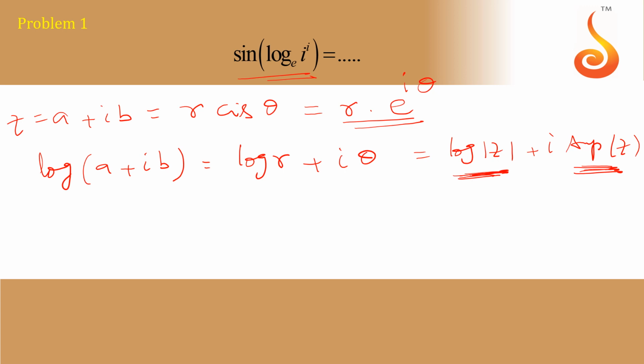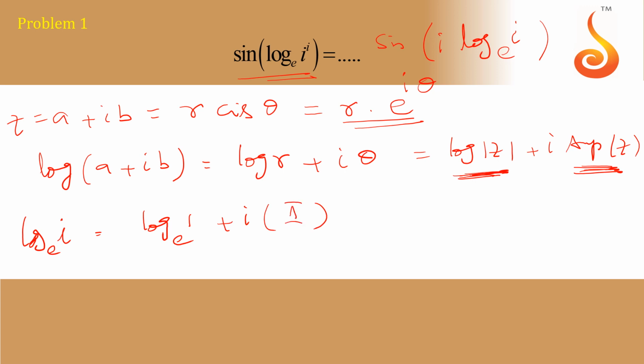Suppose the question is sine of, I can write, i log i to the base e. i power i log i power i is i log i. So what is log i? That is the question. Logarithm of a complex number is log modulus, log 1 to the base e, plus i into the amp of i, which is pi by 2. So log 1 is 0, so it is i pi by 2. If you substitute in sine of i into log i, which is i pi by 2, it is sine of minus pi by 2, which is minus 1.